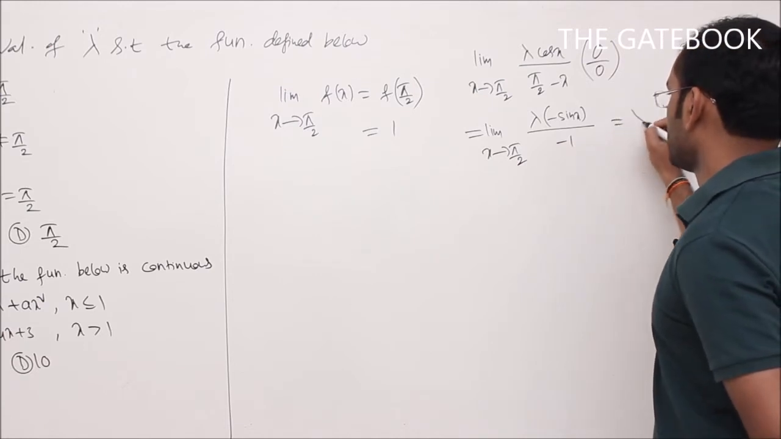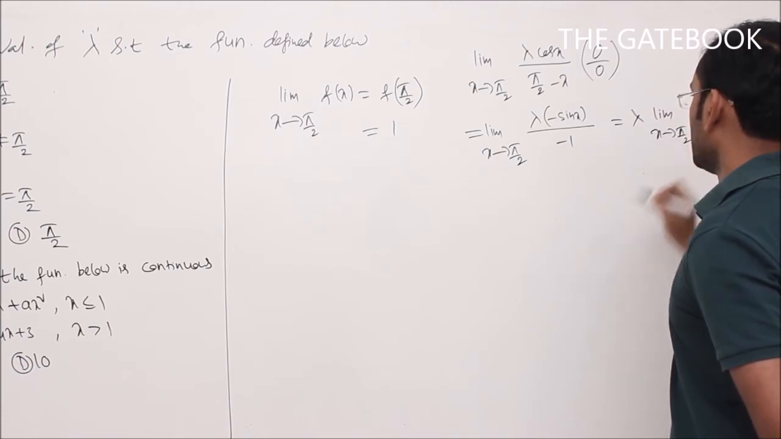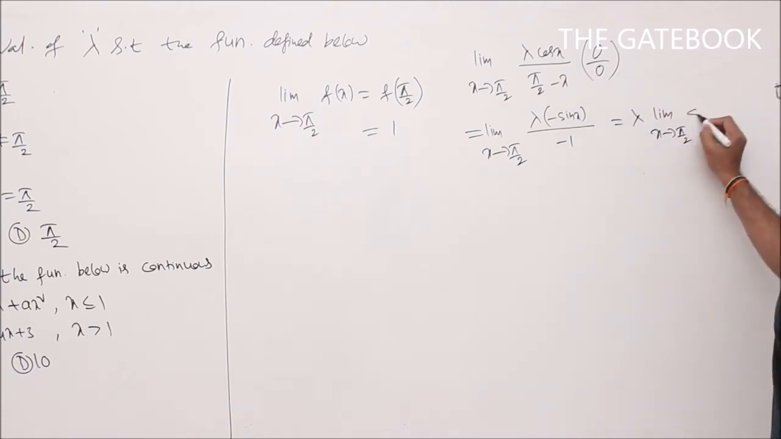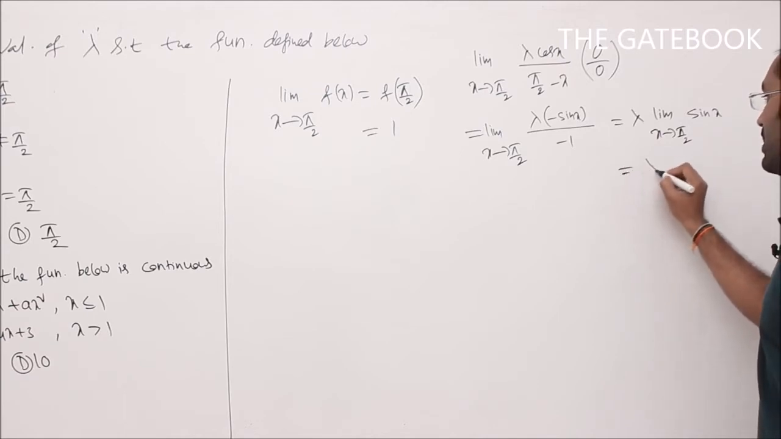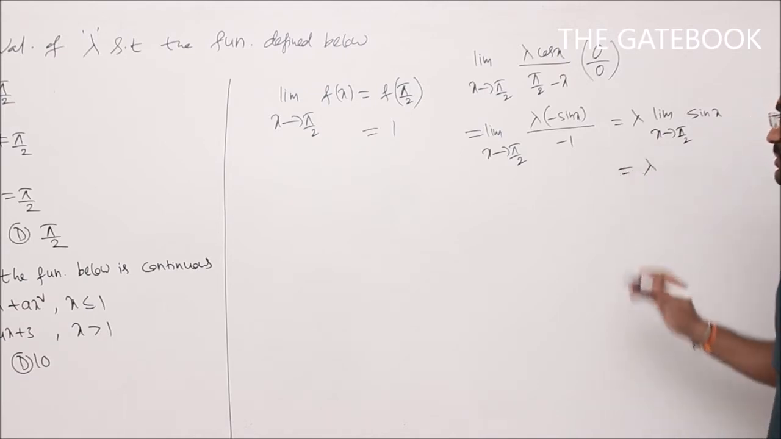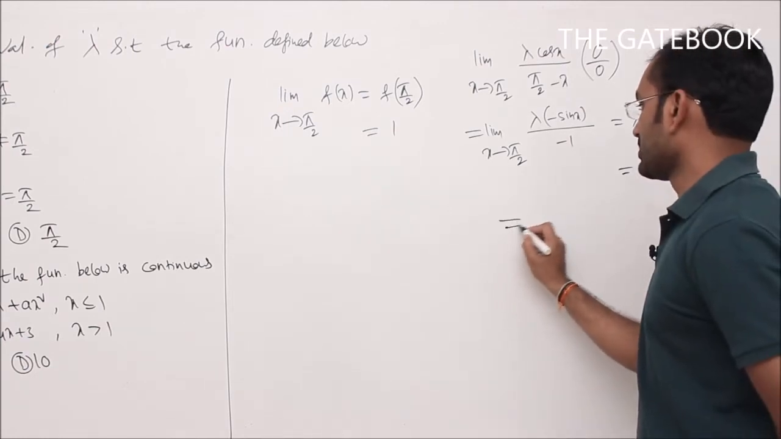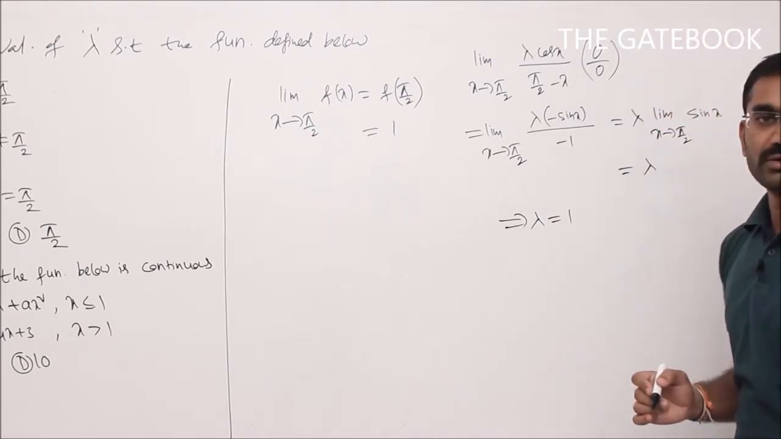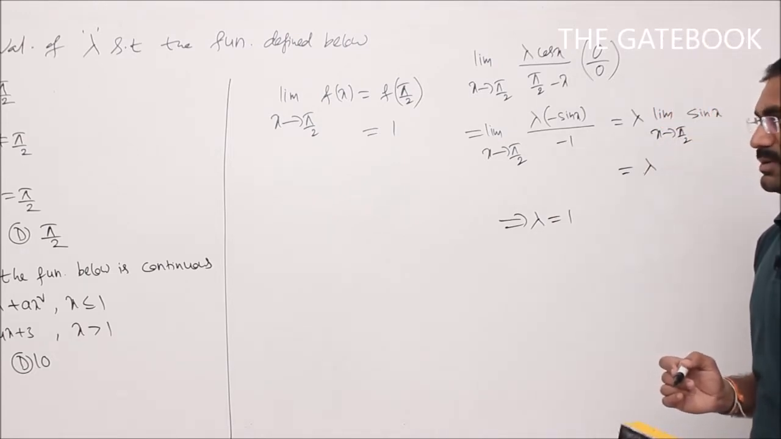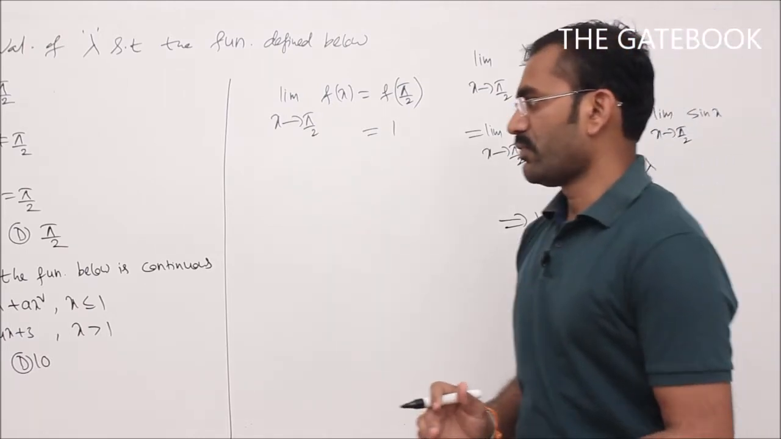So put that lambda outside. Limit x tends to pi by 2 of sin x, so sin 90 is 1, so lambda into 1 we get lambda. So the limit value is lambda, and the function value is 1, so it implies lambda must be equal to 1, so that the function f of x is continuous at x equal to pi by 2. So the answer for the fourth question is lambda is equal to 1.